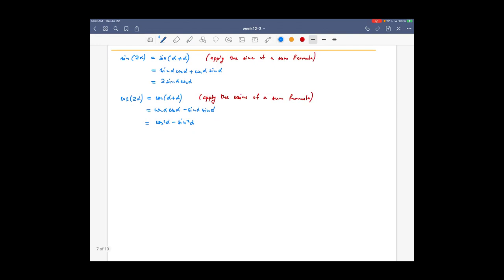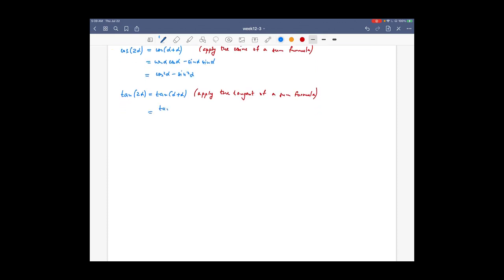And likewise for tangent of 2 alpha, writing 2 alpha as alpha plus alpha, and applying the tangent of a sum formula. We get that this is tangent alpha plus tangent alpha over 1 minus tangent alpha times tangent alpha, and that is of course 2 tangent alpha over 1 minus tangent squared.